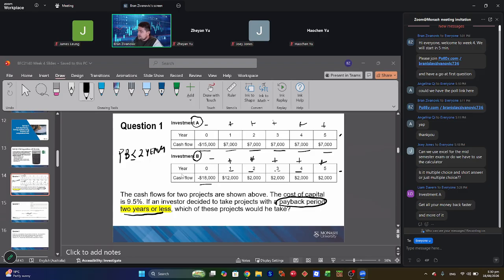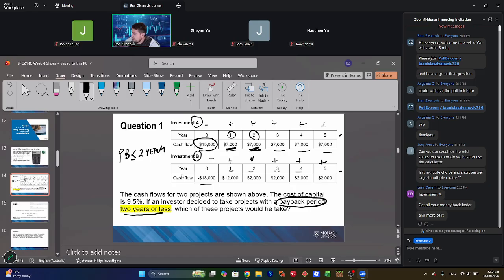How many years will it take us to get our money back with the first investment? So we initially have 15,000 invested. It takes us 1 year to get 7,000, and then it takes us another year to get 14,000. We are still $1,000 short, right? So far we've got 14,000 in the first 2 years. That's 14,000. But we're still $1,000 short.